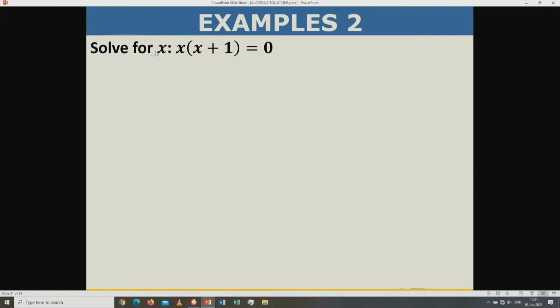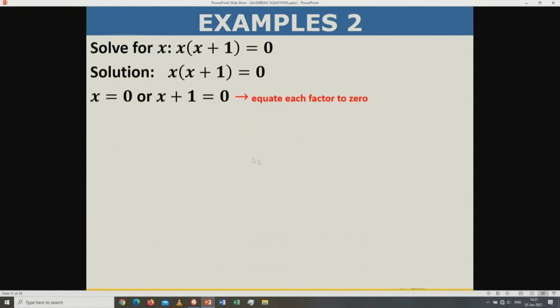Right. And then example 2, solve for x: x(x + 1) = 0. Again, it is in the form of factors because it is x, the factor, and x + 1, the factor. Now, to solve it, either x will be 0 or x + 1 will be 0. So therefore, x will be 0 or x will be negative 1.